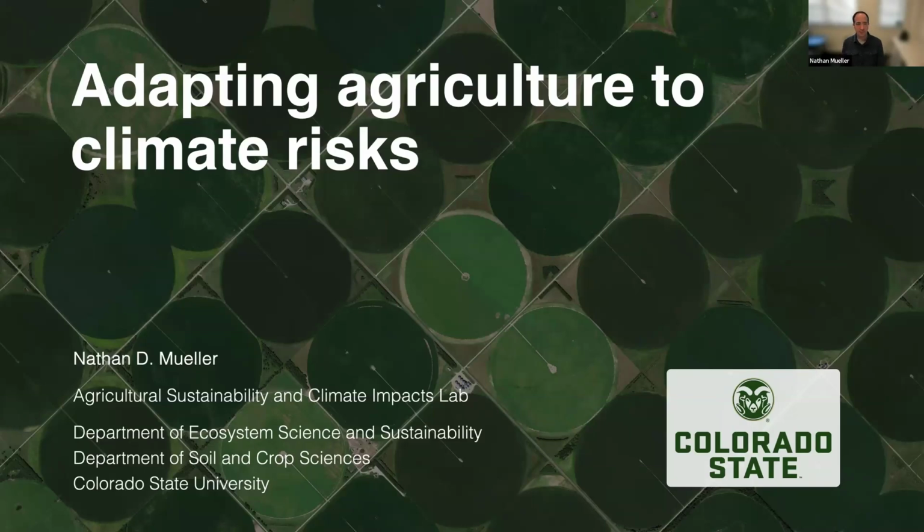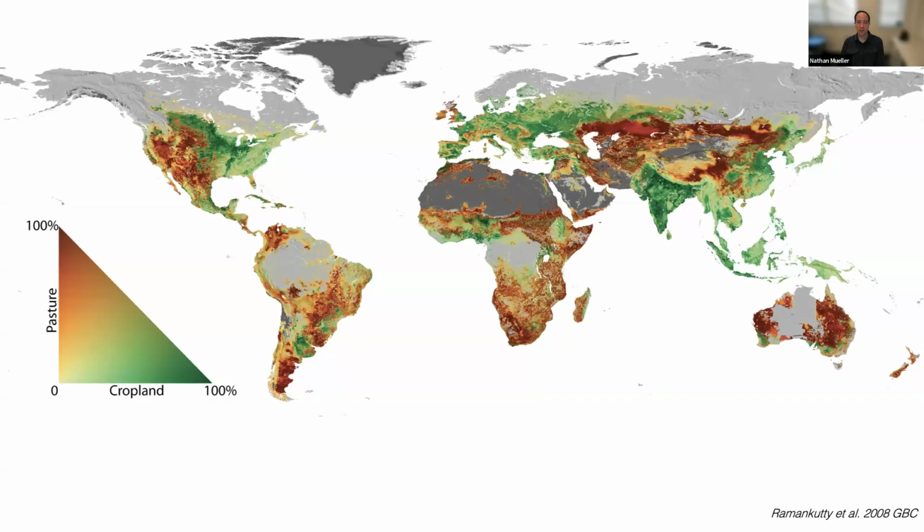So yeah, as Kyle said, I'm going to talk about adapting agriculture to climate risks, and explore some of our different work in this area. So I thought I would start out with this global map, since I'm speaking to a geography and spatial science department. It seemed appropriate to start with a pretty global map. But also because I think it does a really nice job of showing the extent to which agriculture has a massive impact on the planet.